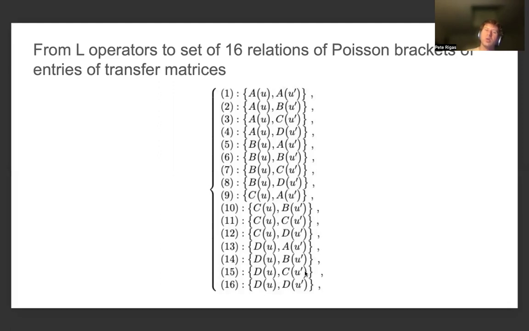So for relations 1 through 4, we hold a of u fixed, while we vary the second argument of the Poisson bracket with a of u prime, b of u prime, c of u prime, and d of u prime. And then for relations 5 through 8, after 1 through 4, we just hold b constant while varying all of the other terms in u prime, namely a of u prime, b of u prime, c of u prime, d of u prime, and so on and so forth for the remaining relations that appear in the set of 16 relations from the Poisson bracket that are parameterized in entries of the transfer matrix, and which ultimately relate to the construction of the quantum monodromy matrix.